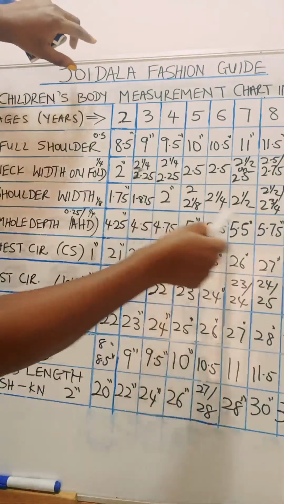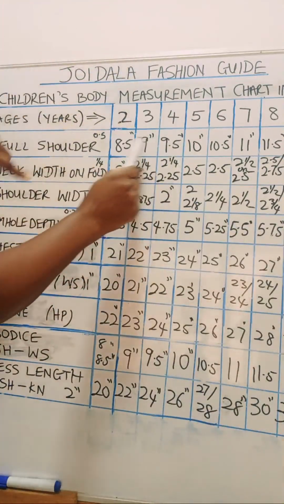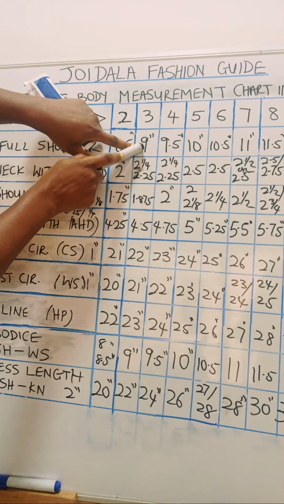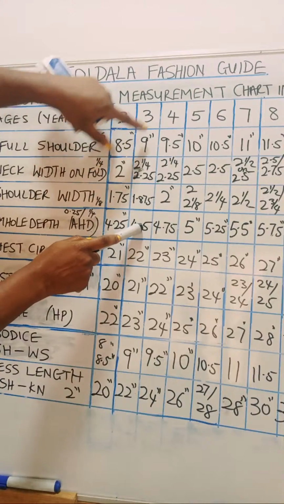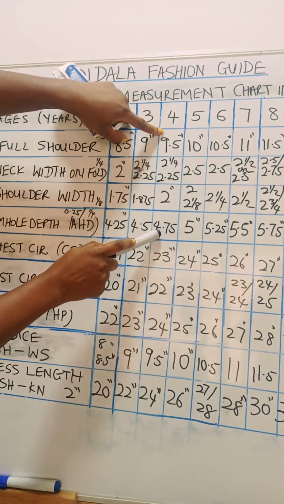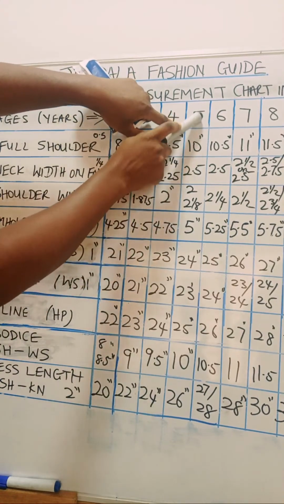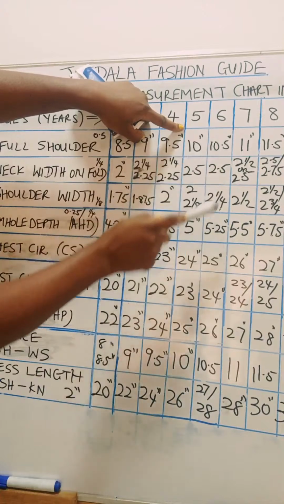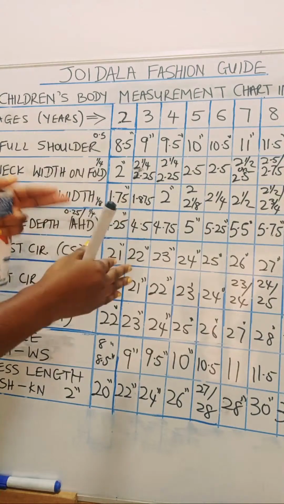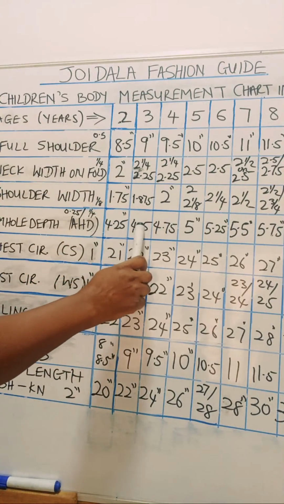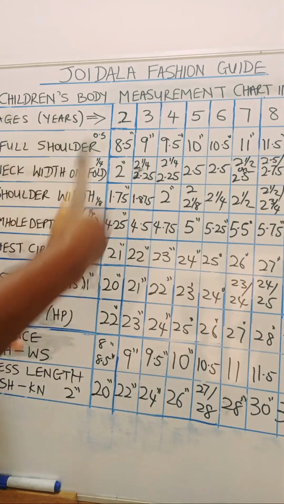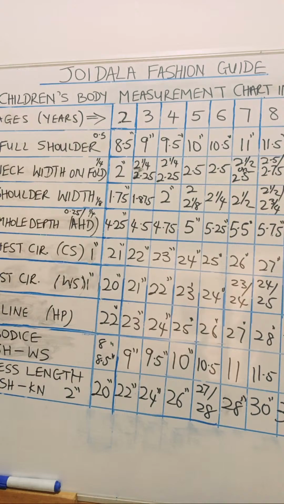Also, if you don't want to use that, you can also use their full shoulder measurement. 3 years, the full shoulder is 9. If you divide 9 by 2, you will have 4.5. 4 years, full shoulder is 9.5. If you divide that by 2, you will have 4.75. 5 years, the full shoulder is 10. If you divide that by 2, you are going to have 5. So that is how it will be increasing. If you check the difference between them, it is 0.25. So with that, you'll be able to create your own chart.